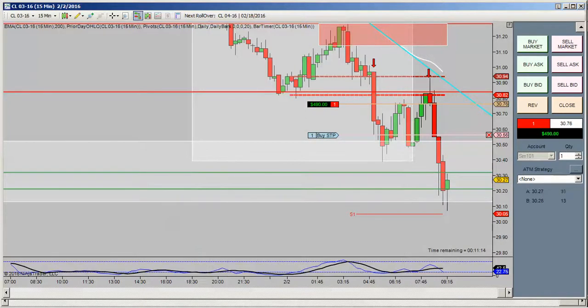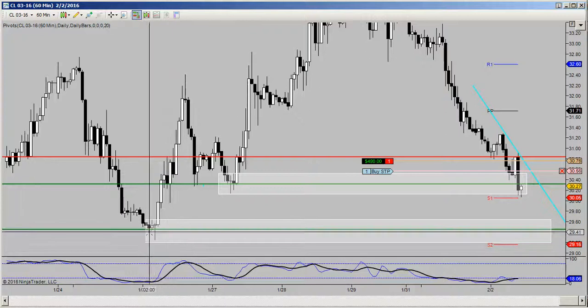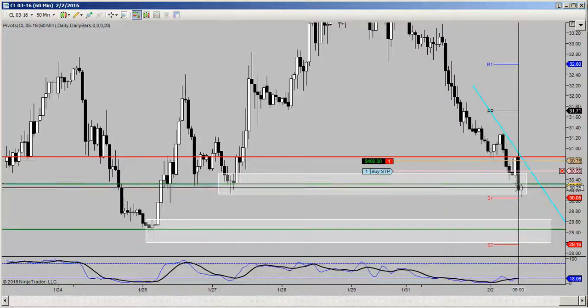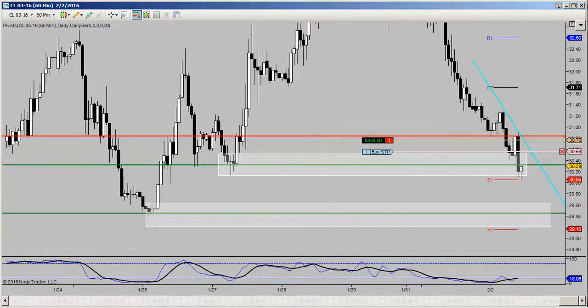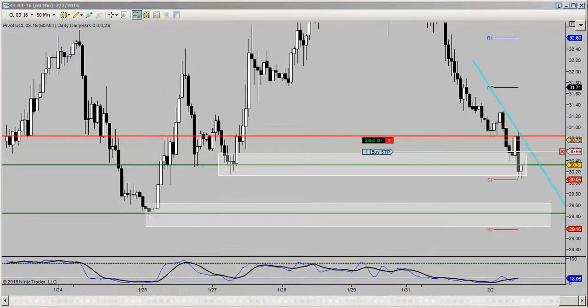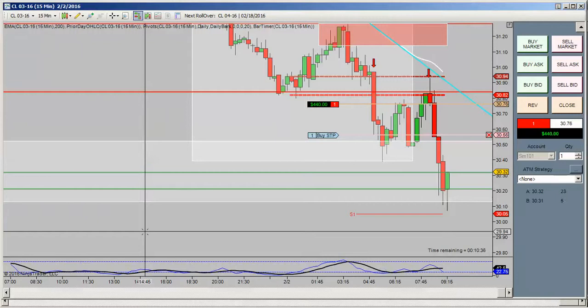Now let's back out. We looked at our 60-minute, and we have another level down here. This is a really huge 1 hour candle. I don't think they're gonna be able to reverse that. Anyway, this is our next level down here at 29.44, which puts us another $1.50 away, which could happen.